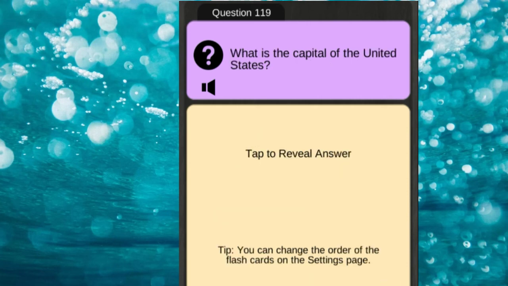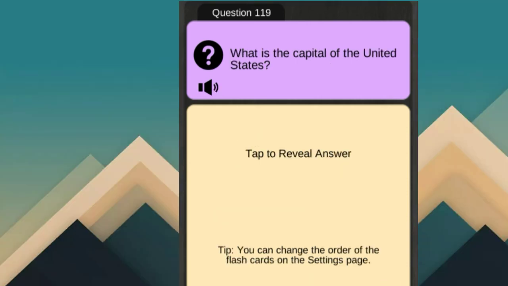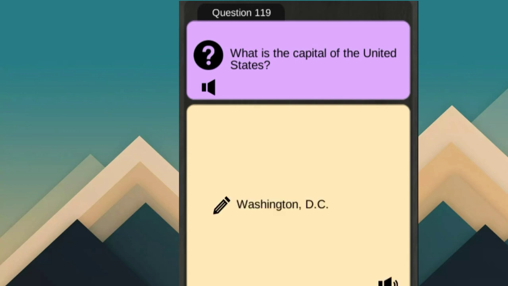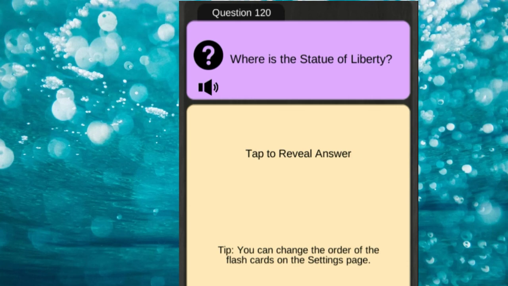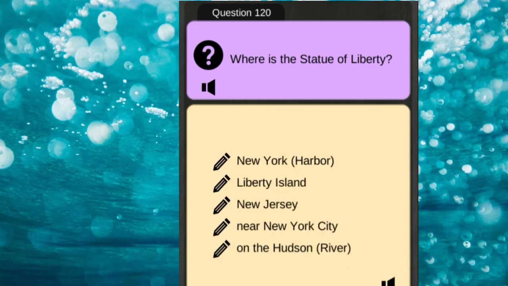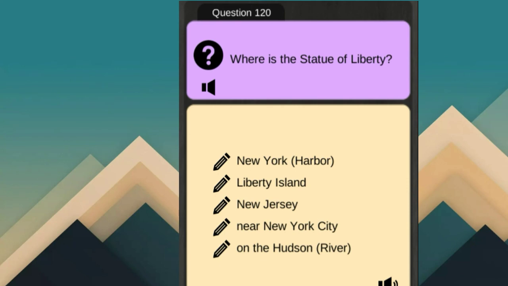What is the capital of the United States? Washington, D.C. Where is the Statue of Liberty? New York Harbor. Liberty Island. New Jersey. Near New York City. On the Hudson River.